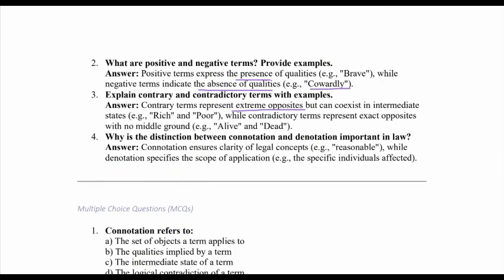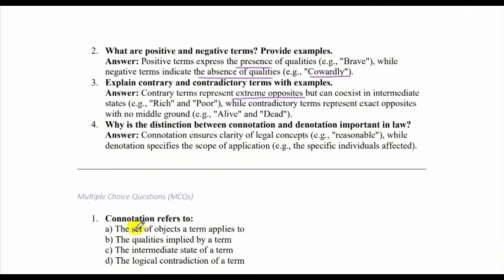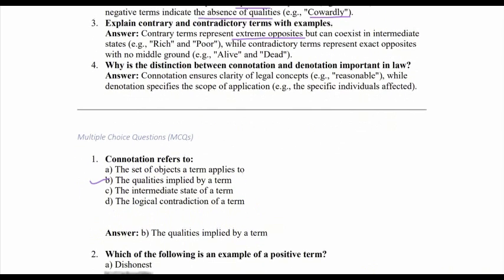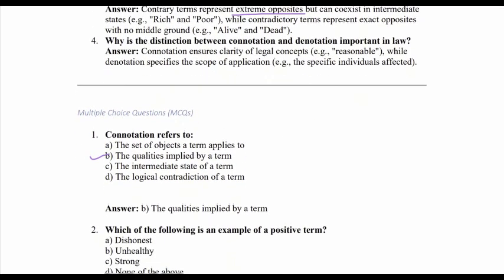Now let us look at a few of the MCQs. What does connotation refer to? The set of objects a term applies to. The quality implied by a term, yes. The intermediate state of a term, no. The logical contradiction of a term, no. So the quality implied by a term is connotation. Sorry, I got confused there for a minute.